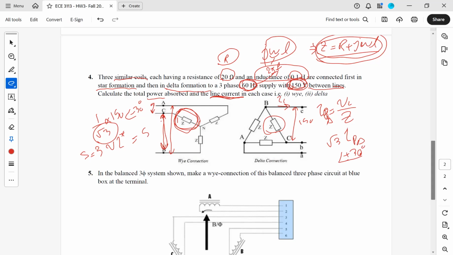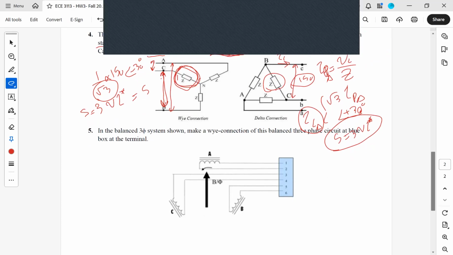Whatever phase shift this has, you have to add plus 30°, and then you have your line current in the delta connection. And now that we have the line current and the line voltage, again, we could use the formula S = 3VI conjugate to calculate the three-phase power, since it's a balanced system, and find out what the power is.